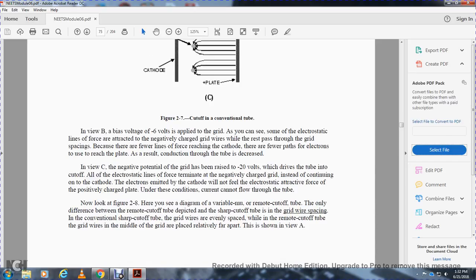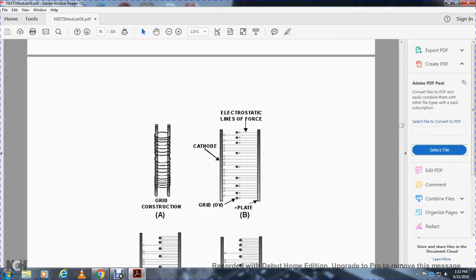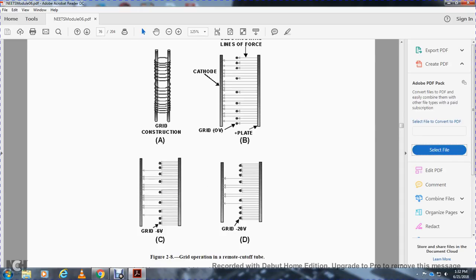Now look at figure 2.8, view A. This is the diagram of the variable mu remote cutoff tube. The only difference between the remote cutoff tube and the sharp cutoff tube is the grid wire spacing. In the conventional sharp cutoff tube, the grid wires are evenly spaced, while in the remote cutoff tube, the grid wires in the middle of the grid are placed relatively far apart, as shown in view A. View A shows the grid construction and the electrostatic lines of force for the cathode, grid, and plate: B, positive voltage at -6 volts, and C at -20 volts.